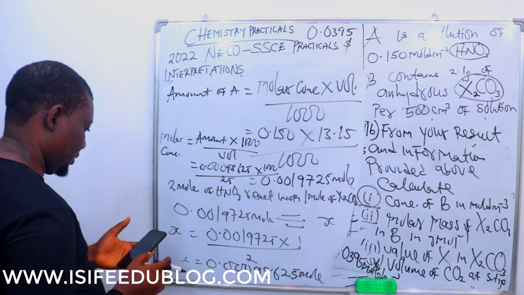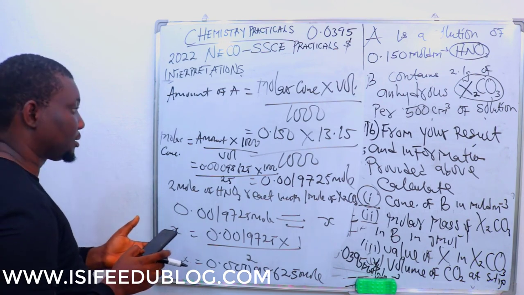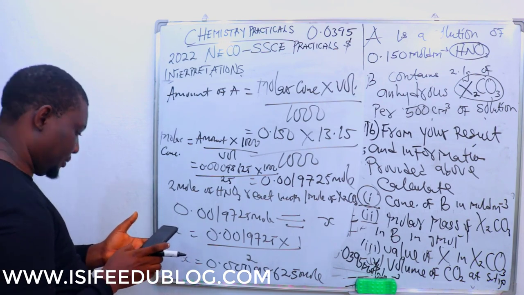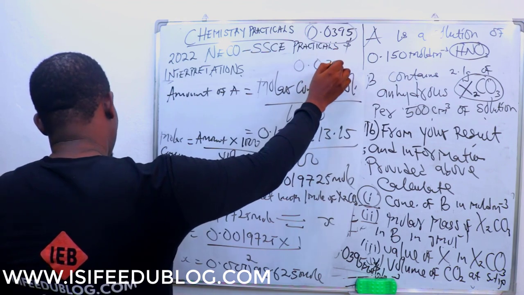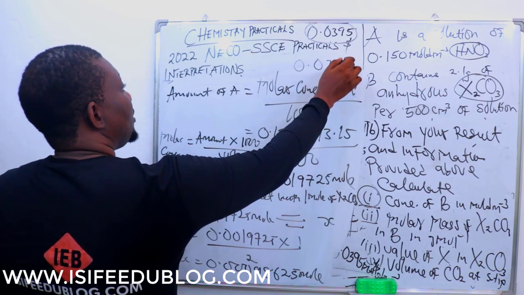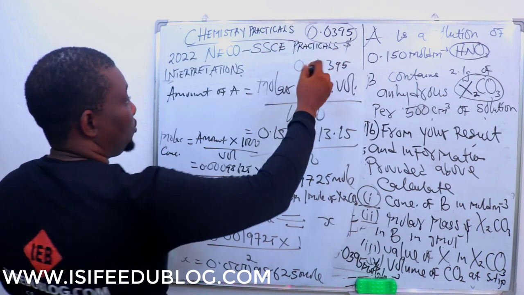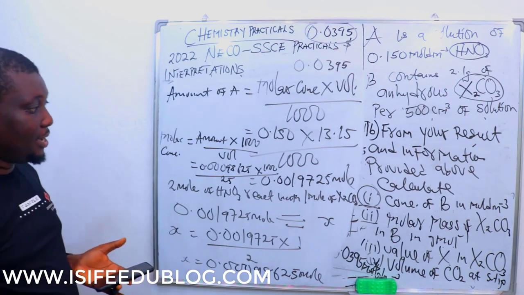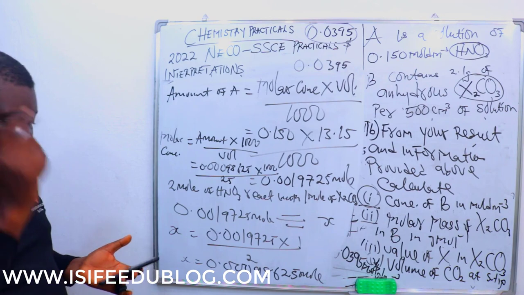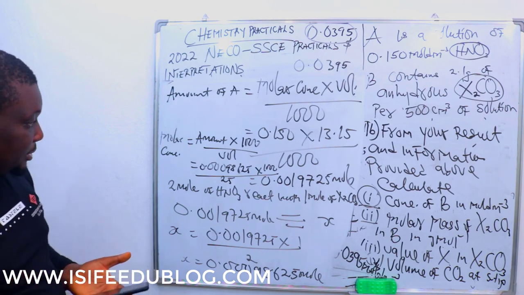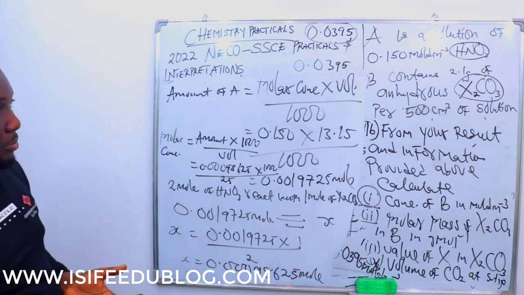Let's see what we got now. Times 1000, 0.03945, which is approximately 0.0395 because you only need three significant figures. That's another alternative way, but preferably go by the first analysis. That's better. So let's go to question number 1B.